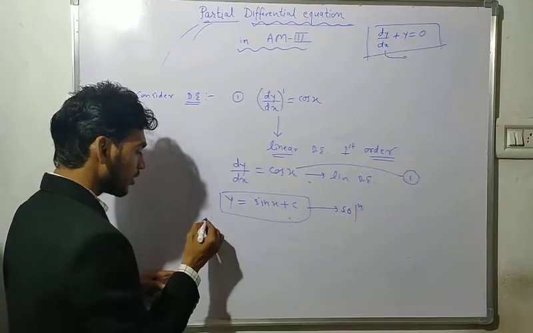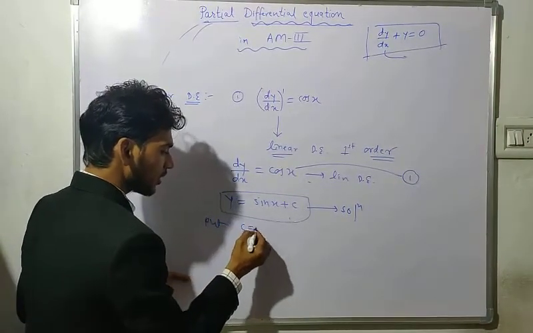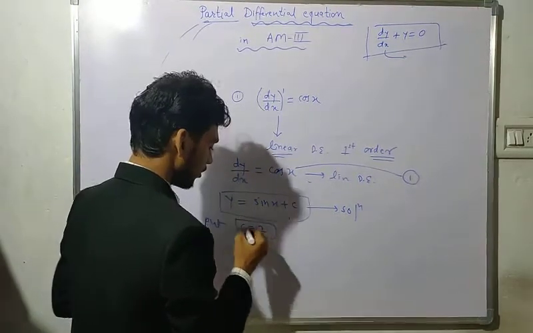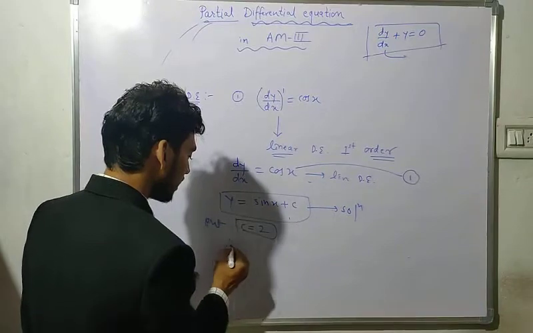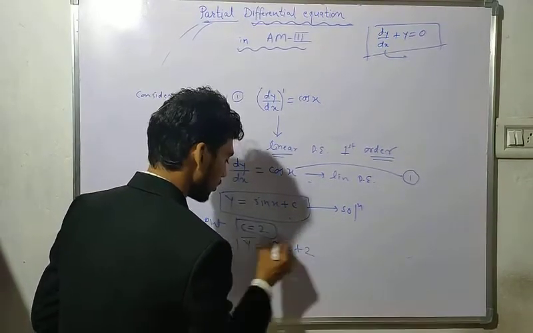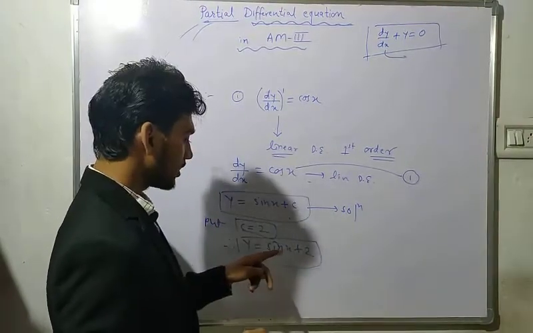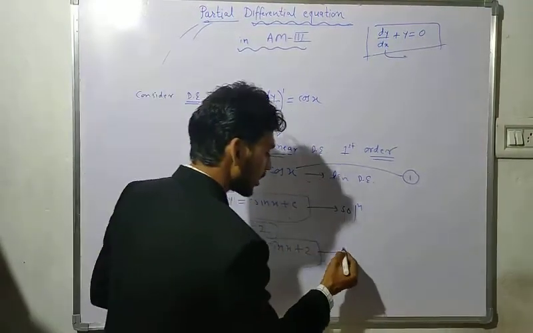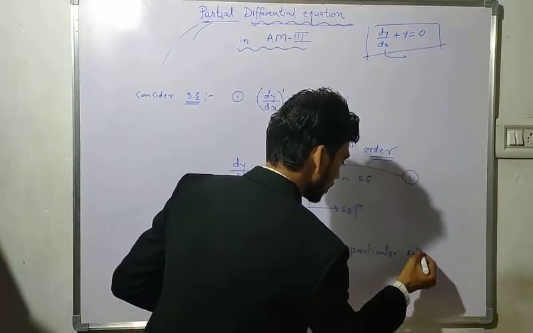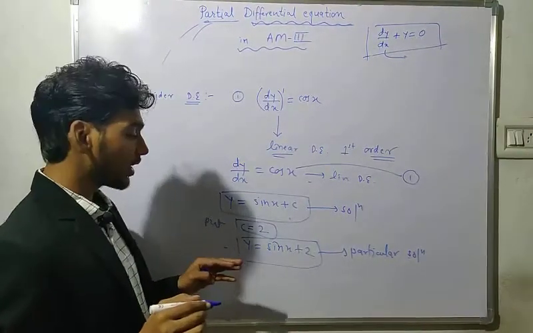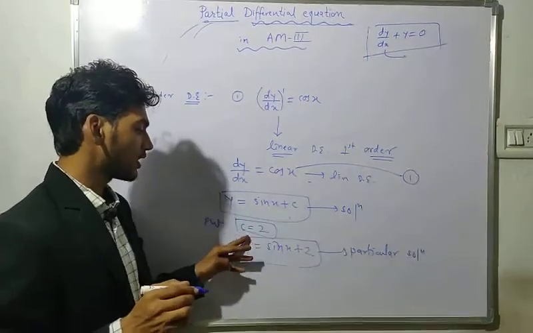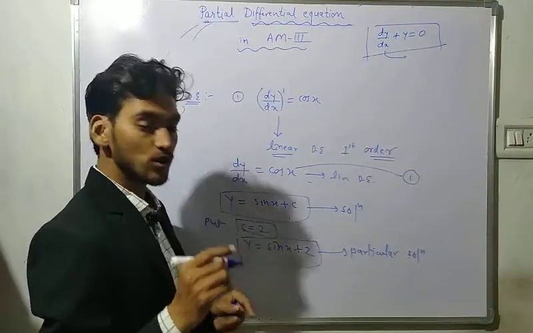Now if we put c equal to some constant, say 2, then we will get a new solution, y equal to sin x plus 2. This obtained solution is known as a particular solution. Why is it called a particular solution? Because we have put some particular value for the constant c. So that is the particular solution.